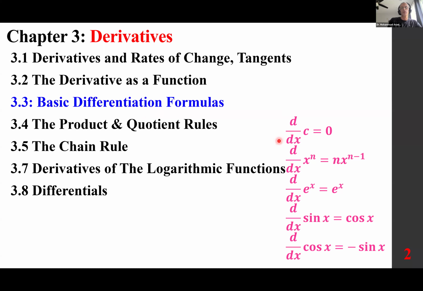d/dx, the derivative of c, is 0. c is a number, a constant. d/dx of x to the power of n is n x to the power of n minus 1. This is called the power rule. d/dx of e to the power of x, the derivative of e to the power of x, is itself. The derivative of sine is cosine. The derivative of cosine is negative sine.